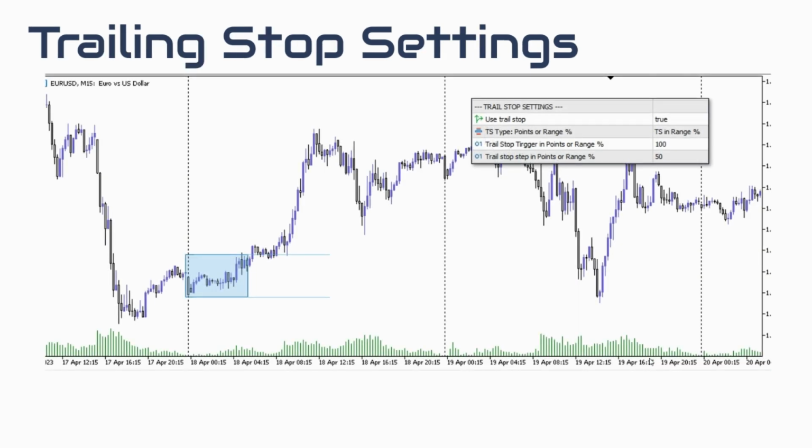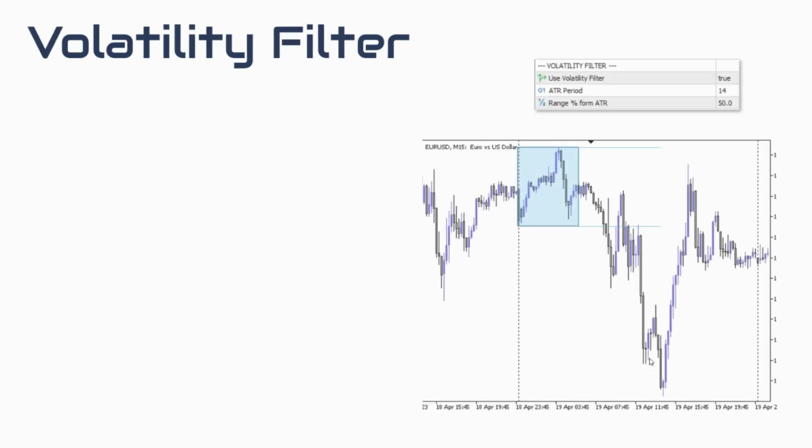You can trail your stop for every active trade. A trailing stop is triggered when the trade is in profit and reaches a specific price from the entry. It can be configured in points or via a percentage of the range. Once the trigger is reached, the stop loss will follow using the defined step. And each time the price moves a step in your favor, the stop loss will follow to book more profit.